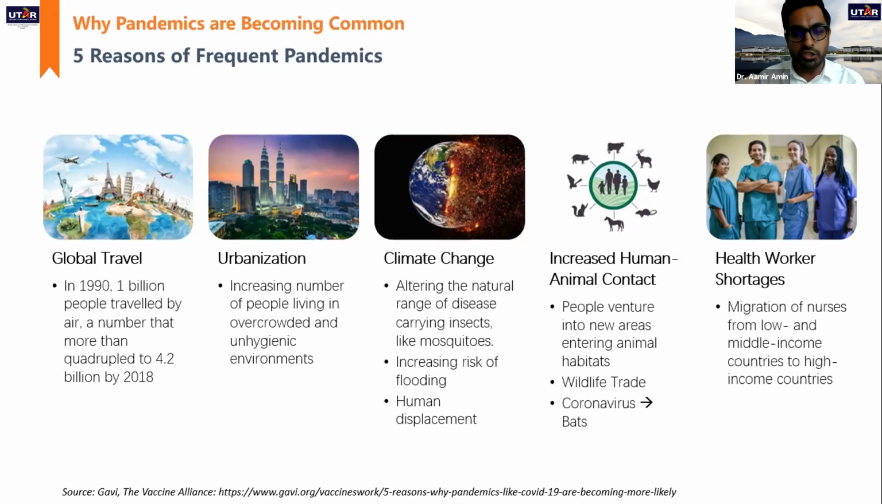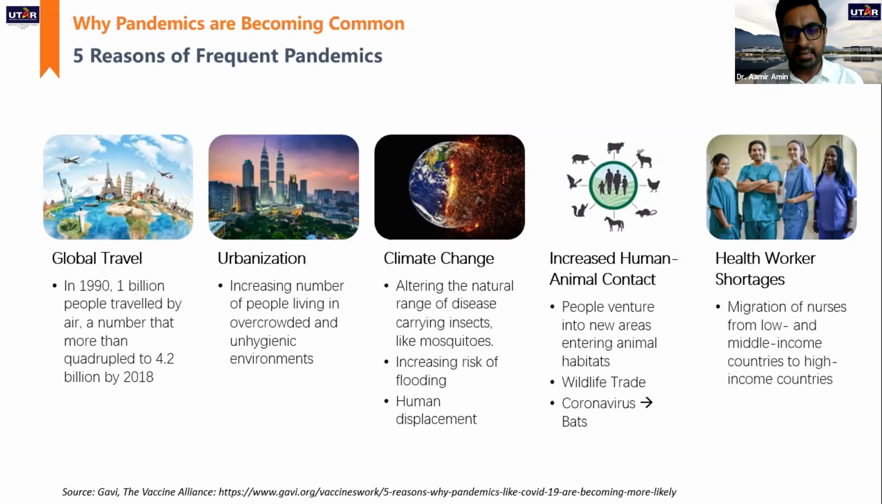The third thing has been climate change. Climate change, which is a big phenomenon these days, is altering the natural range of disease-carrying insects like mosquitoes, so it is actually increasing their natural range. It is also increasing the risk of floods, which leads to waterborne viral diseases. And because of climate change, people have been displaced. People are moving from areas which have been hit adversely by climate change to areas where climate change has not affected much.